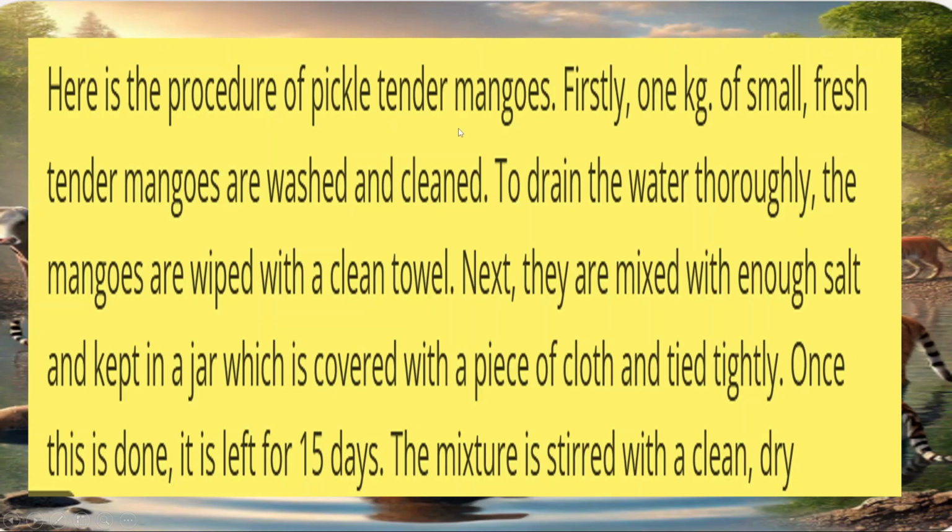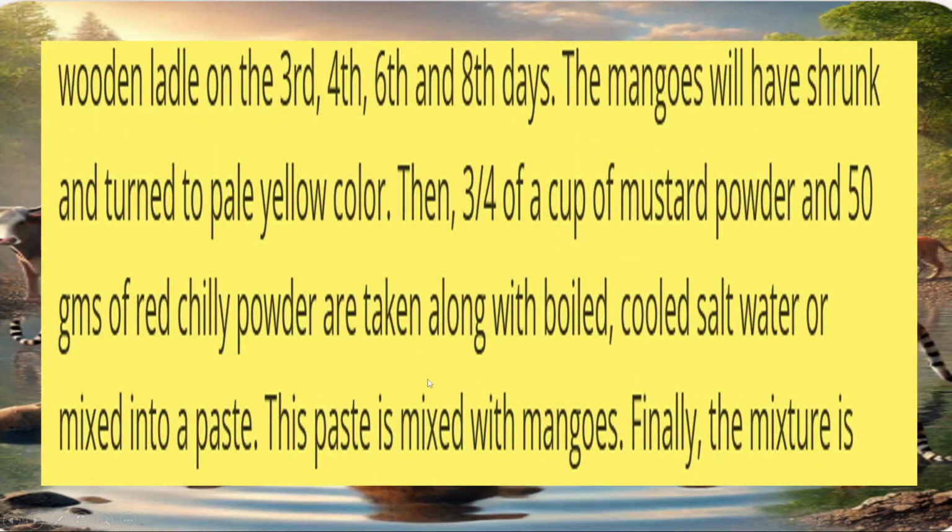Here is the procedure of pickled tender mangoes. Firstly, 1 kg of small, fresh, tender mangoes are washed and cleaned. To drain the water thoroughly, the mangoes are wiped with a clean towel. Next, they are mixed with enough salt and kept in a jar which is covered with a piece of cloth and tied tightly. Once it is done, it is left for 15 days. The mixture is stirred with a clean, dry wooden ladle on third, fourth, sixth, and eighth day. The mangoes will have shrunk and turned into pale yellow color. Then 3/4 cup of mustard powder, 50 grams of red chili powder are taken along with the boiled cool salt water and mixed into a paste.